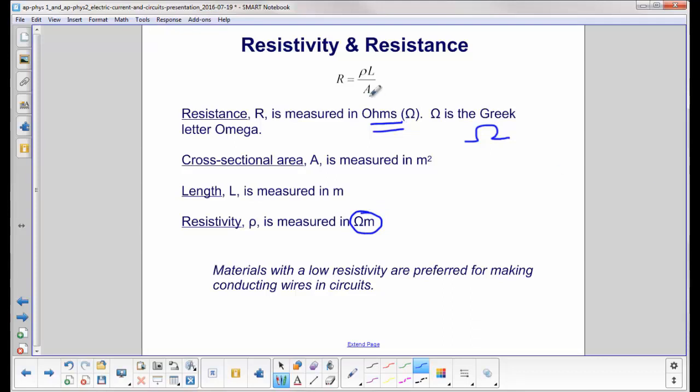Materials with a low resistivity. When you want to choose the material for your wire, you want to choose a material with low resistivity because you'll be able to get more current flowing through it.